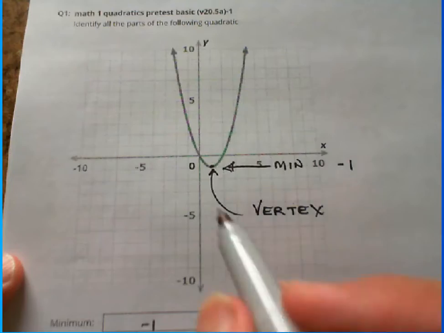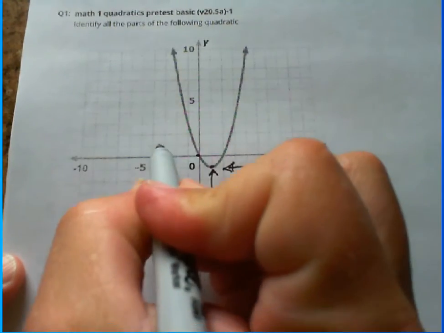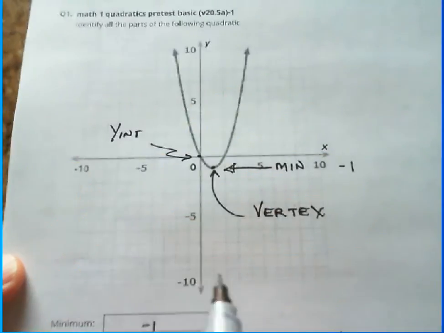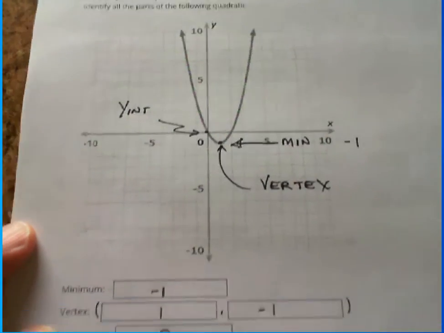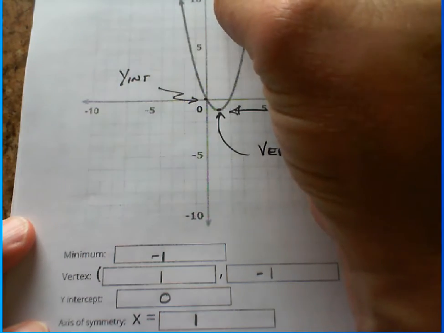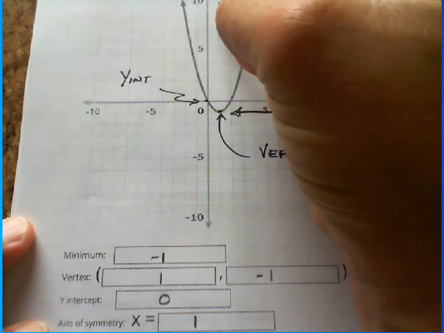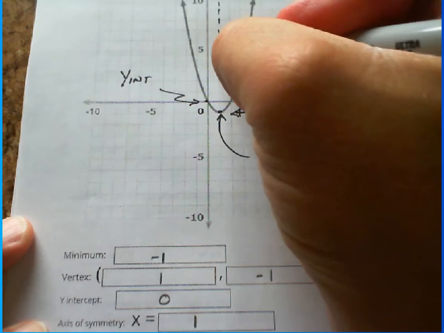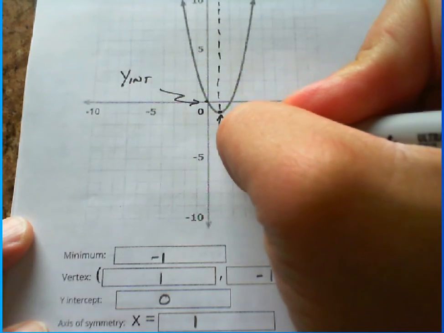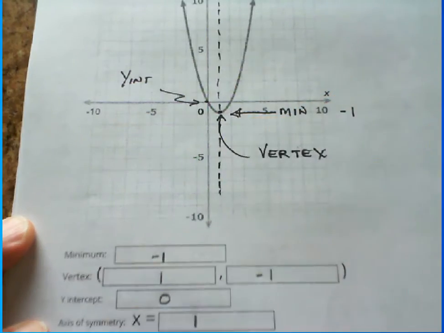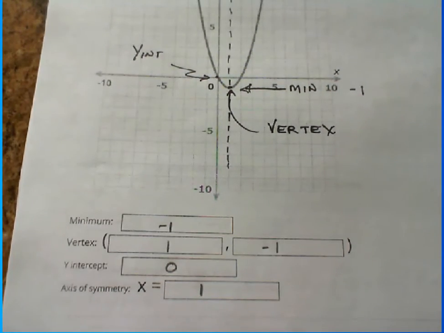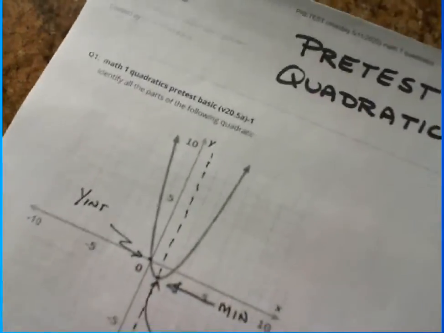Where's the y-intercept? The y-intercept is right here, and that's occurring at 0. You can't see what I'm doing. Axis of symmetry is right here, and that's at x equals 1. X equals 1 for my axis of symmetry. So just identifying all the parts of a graphed quadratic.